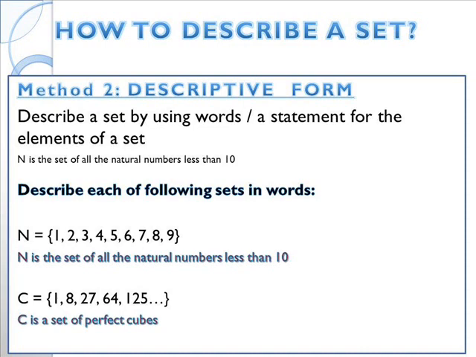Then we have C = {1, 8, 27, 64, 125, ...}, and it is continuing. That is, it is an infinite set. If we look at the numbers, these are cube numbers or perfect cubes. A cube number is a number multiplied by itself 3 times. 1 into 1 into 1 is 1, 2 into 2 into 2 is 8, 3 into 3 into 3 is 27. So these are the cube numbers given in sequence. So we can write that C is a set of perfect cubes.